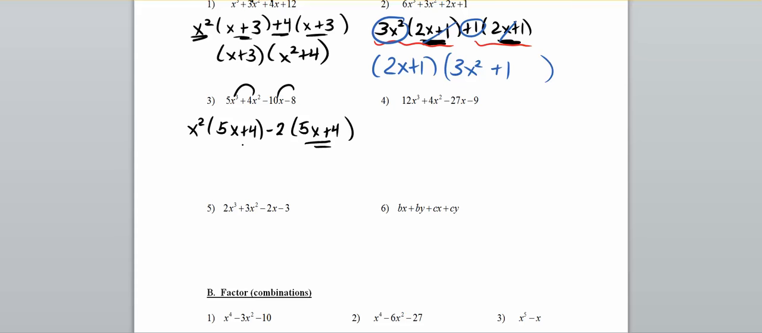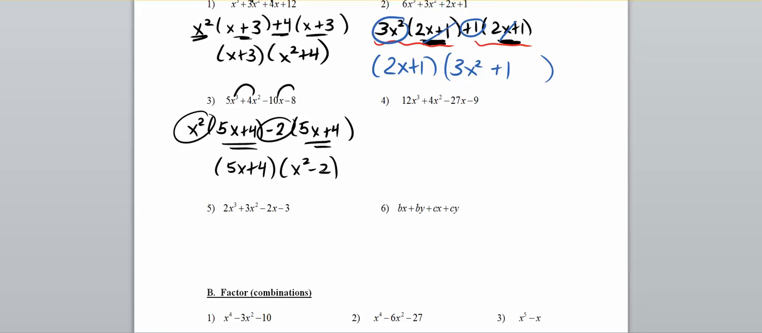And that's going to get my binomials to match up, which is going to make me happy because I know I factored this by grouping correctly. So 5x plus 4 is one of my factors. The numbers on the outside are my other factor. Now I want to look at these to factor again, but neither of these will factor again. This is a difference, but 2 is not a perfect square, so I'm done.